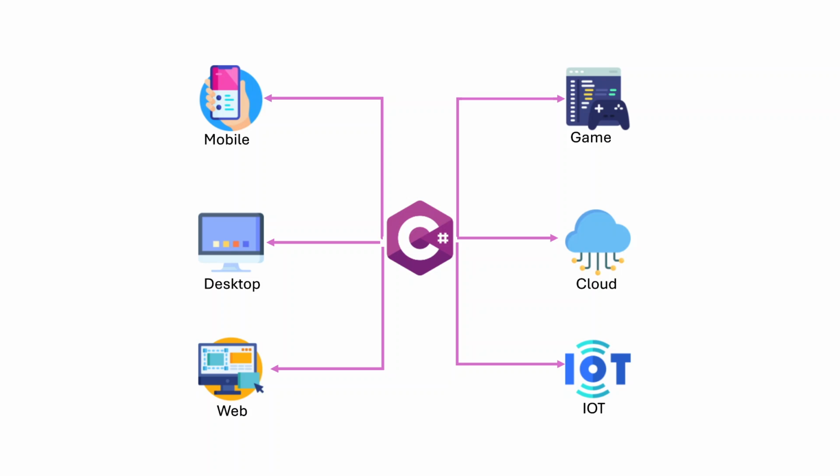So in this series, we will cover all the essential aspects of the C Sharp programming language. I will start with the basics covering topics such as variables, data types, control flow, and methods. Then I will dive into object oriented programming concepts like classes, inheritance, and polymorphism.